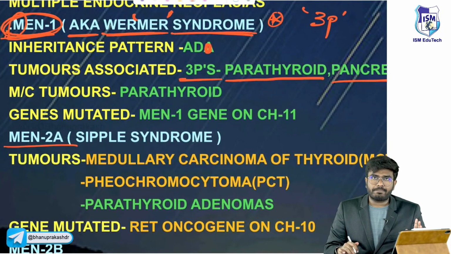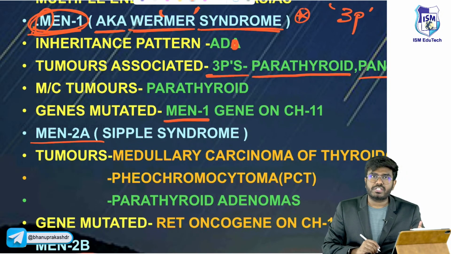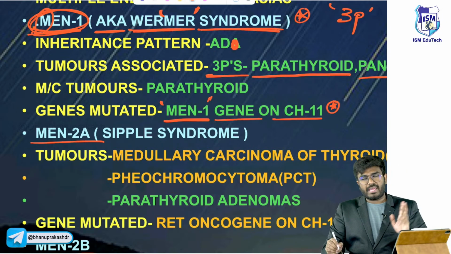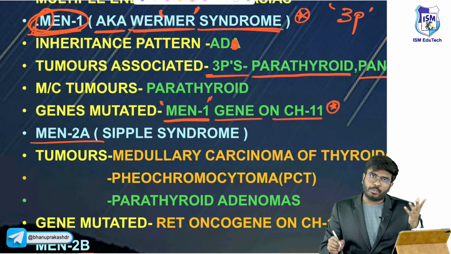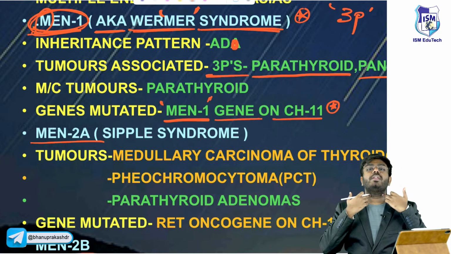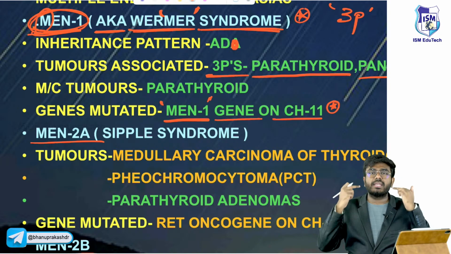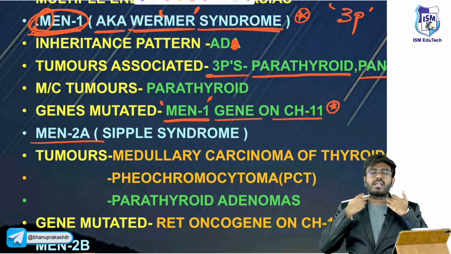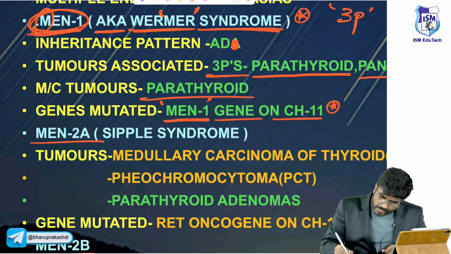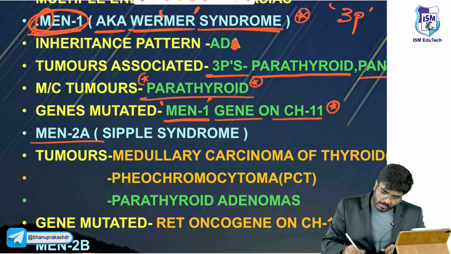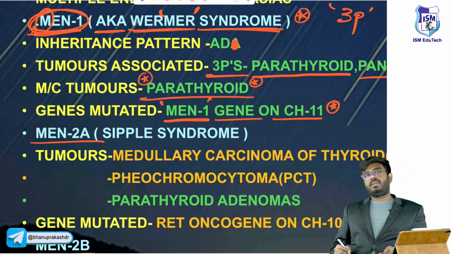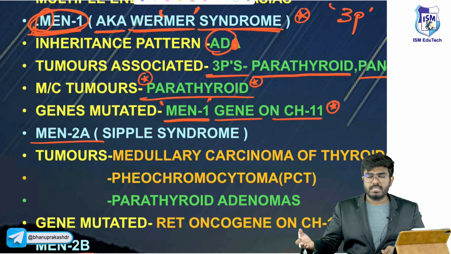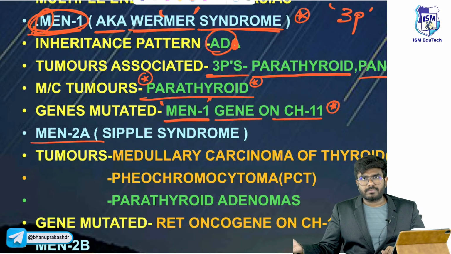Why? Because of a gene mutation. Which gene mutation? MEN1 gene mutation. The MEN1 gene is present on chromosome number 11, and when it is mutated, it causes multiple endocrine neoplasias. Out of pituitary, parathyroid, and pancreatic tumors, the most common tumors are parathyroid tumors. The inheritance pattern is autosomal dominant. How will you get this disease? Autosomal dominant inheritance pattern.